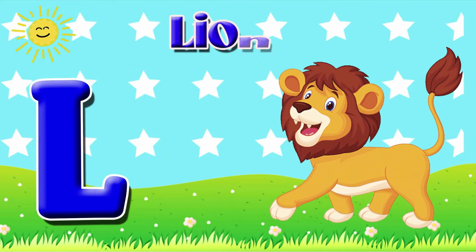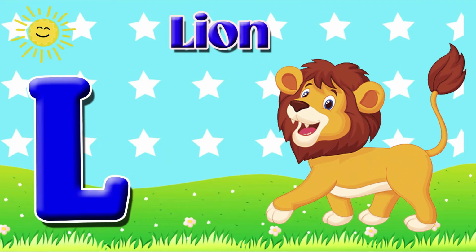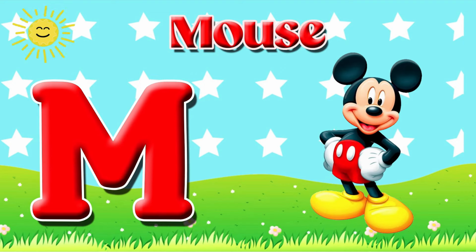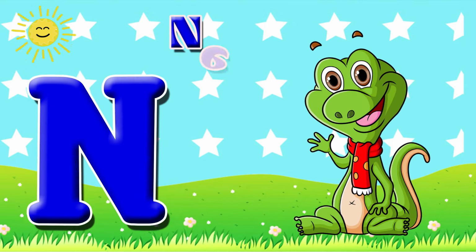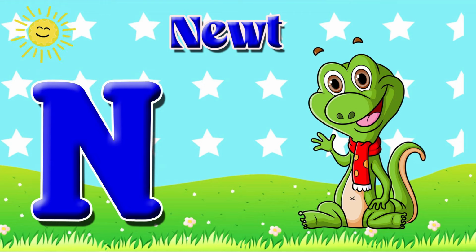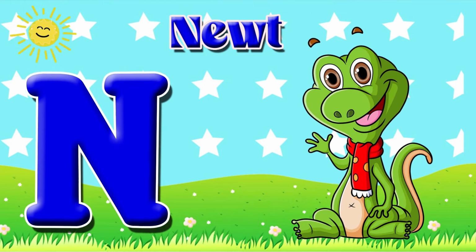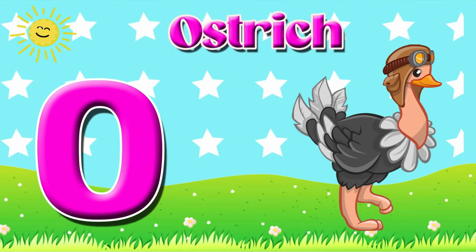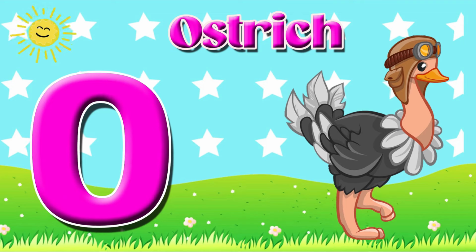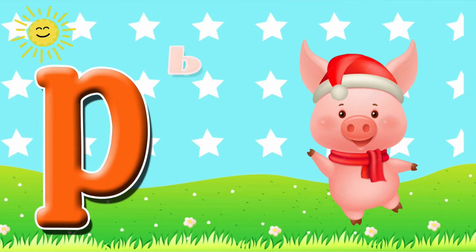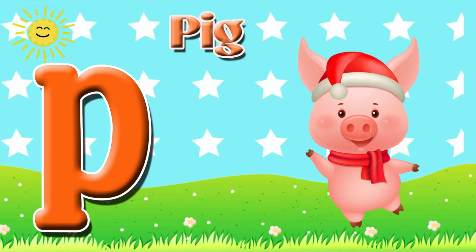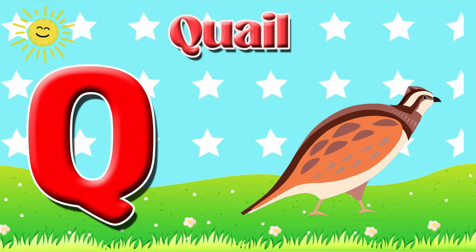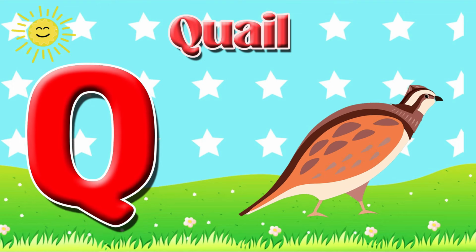L is for lion, l, l, lion. M is for mouse, m, m, mouse. N is for newt, n, n, newt. O is for ostrich, o, o, ostrich. P is for pig, p, p, pig. Q is for quail, k, k, quail.